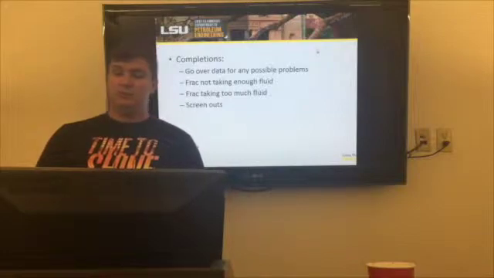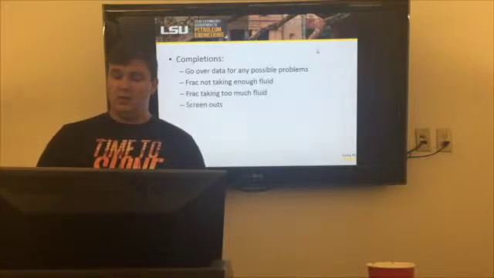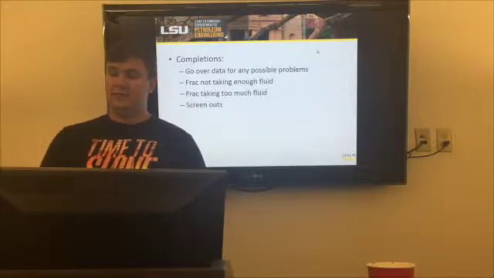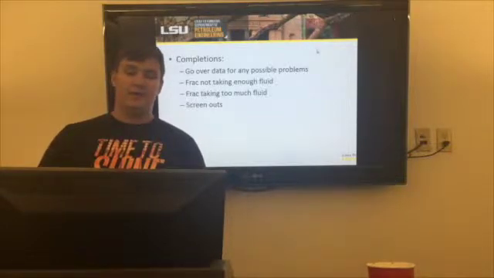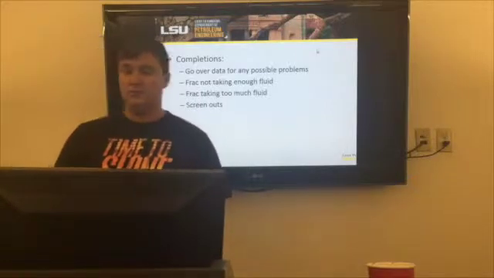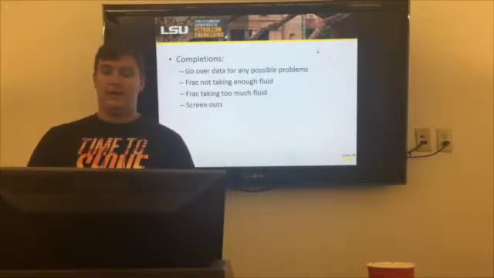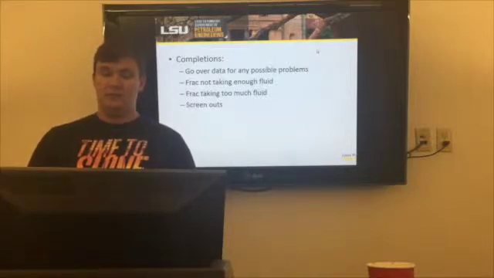The completion data will be scrutinized to understand if there were any complications during the completion. This may include perforations that did not hit the intended area, a particular stage of the frac not taking enough fluid or taking too much fluid when pressurized, or if they screened out during the initial production to see if the proppants used did stay in the artificial fractures.